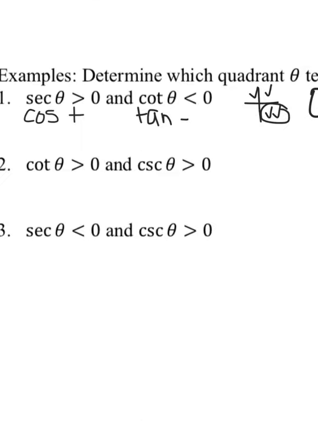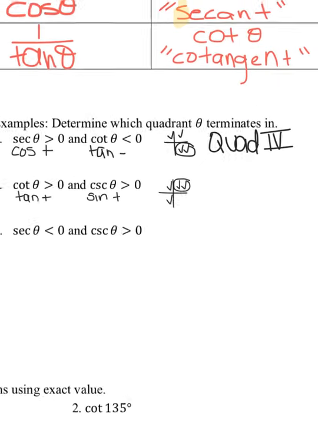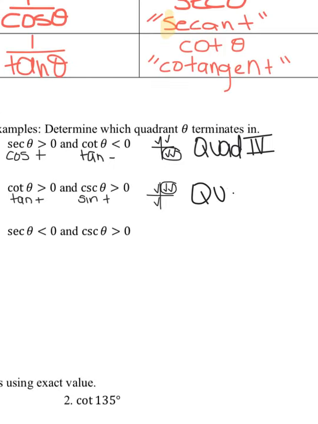For number 2, cotangent of theta is greater than 0. That's the same thing as saying tangent is greater than 0 or positive. So if I make my chart, tangent is positive in quadrant 1 and quadrant 3. The second part, cosecant is greater than 0. Cosecant is the reciprocal of sine. Greater than 0 meaning positive. Sine is positive in quadrant 2 and quadrant 1. Because quadrant 1 has both check marks, my answer is quadrant 1.